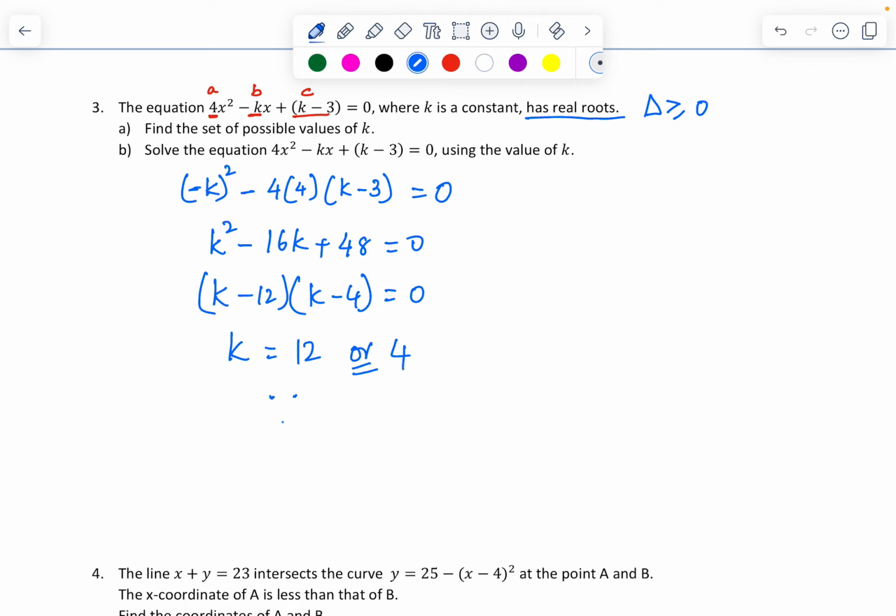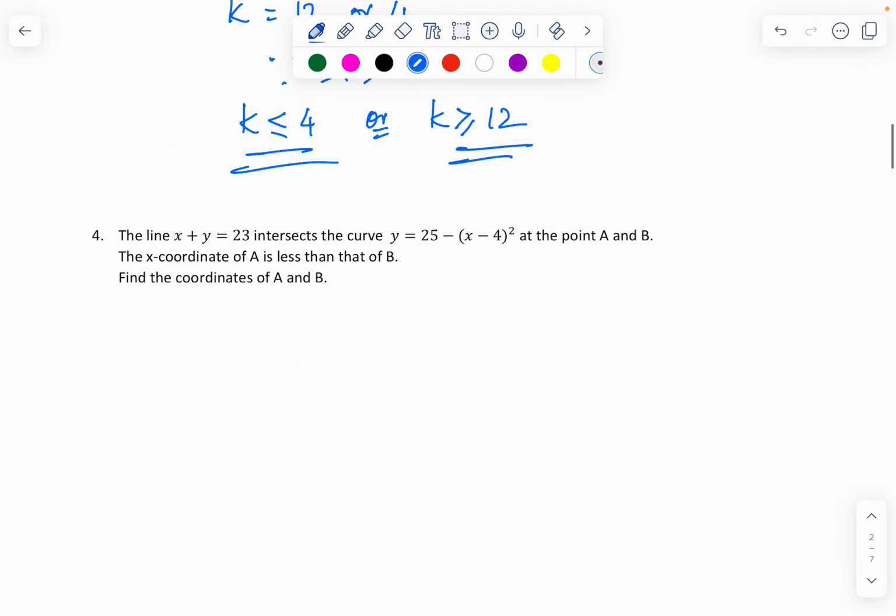Since the discriminant is greater than or equal to 0, now I'm going to write it as k is less than or equal to 4 or k is greater than or equal to 12. So these are our final answers.